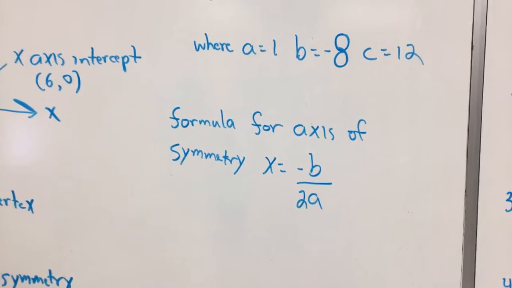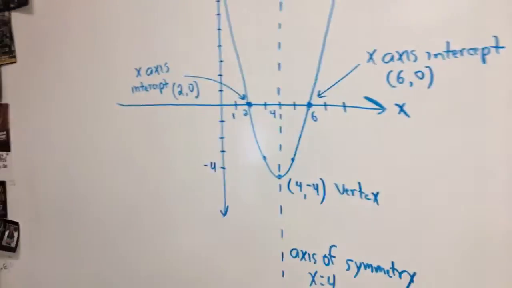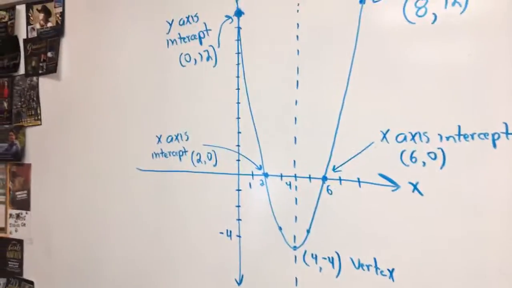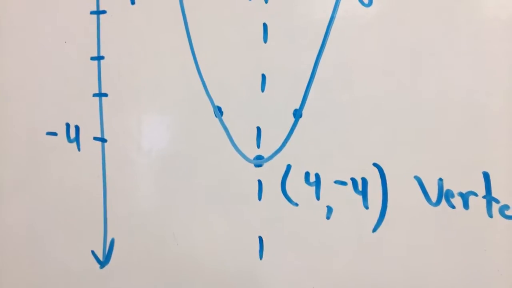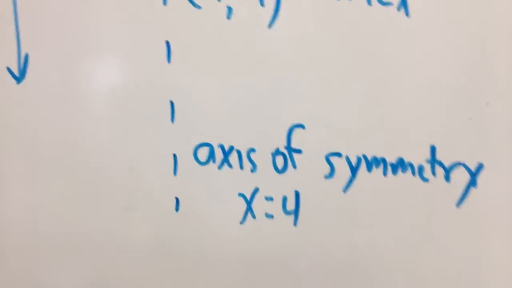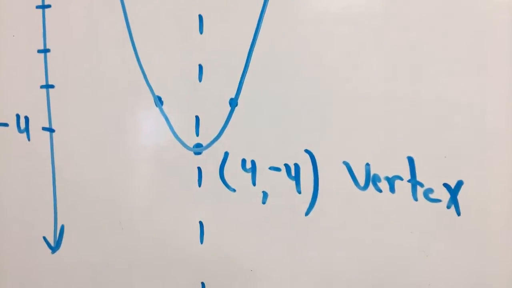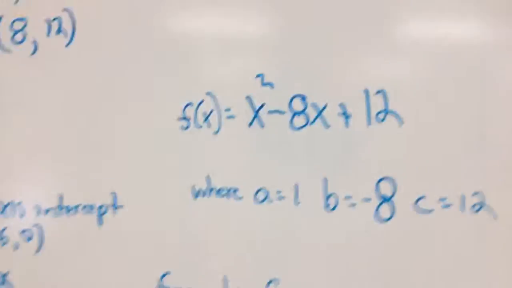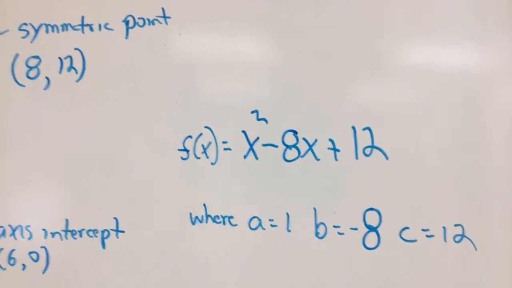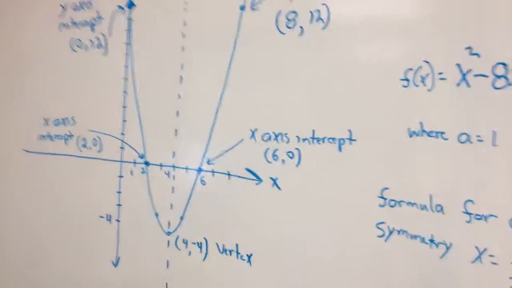Remember, x equal to some constant is a vertical line, and the vertex is on the axis of symmetry. So, for example, the equation of this axis of symmetry is x equals 4. Notice that the 4 is the x value of the vertex. If you put a 4 into that equation, you will get the y component of the vertex. All right? So this is what it looks like.